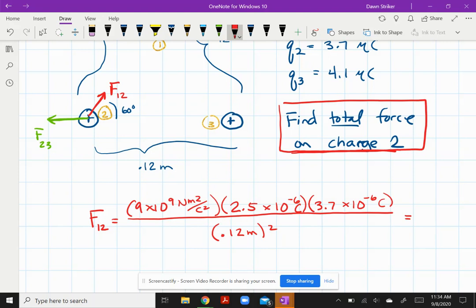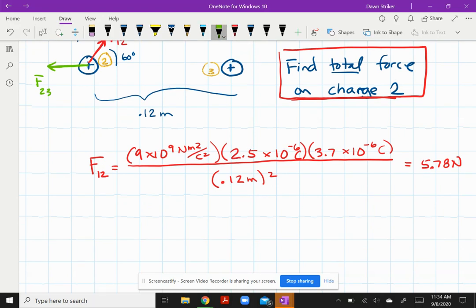So 9 times 10 to the 9 times 2.5 times 10 to the negative 6 times 3.7 times 10 to the negative 6. Divide by 0.12 and square that value. I get 5.78 newtons. I'm going to leave that with 3 digits. I'm eventually going to round to 2 digits, but right now I'm leaving it at 3.